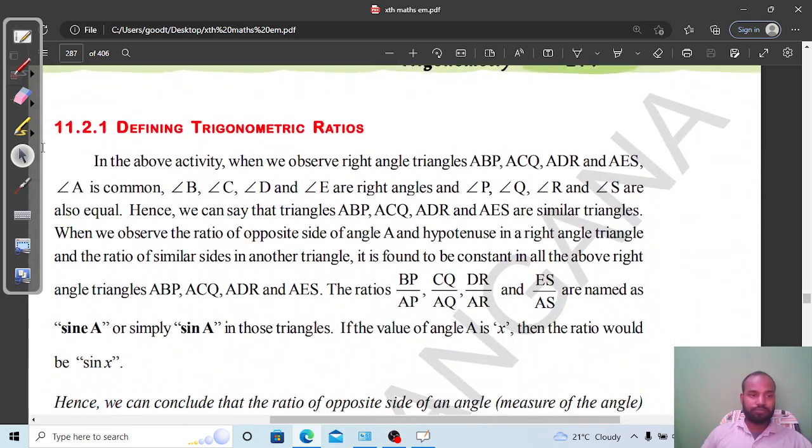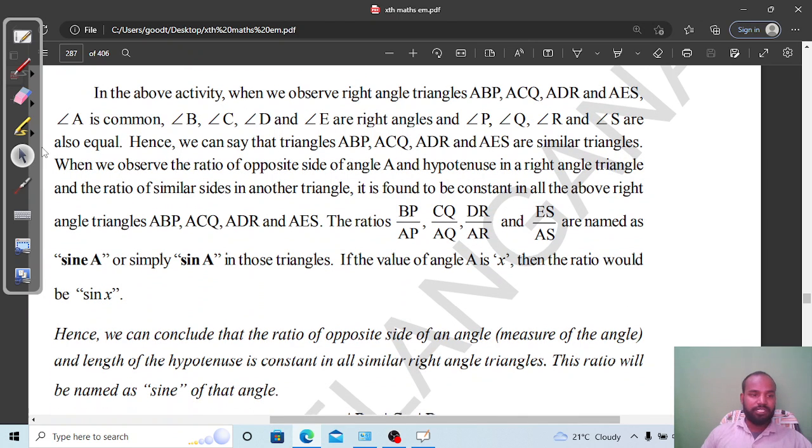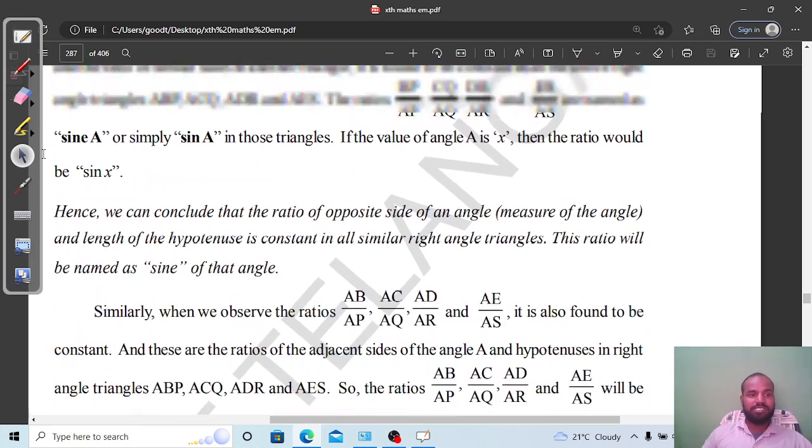So now, defining the trigonometric ratios. Here I forgot to say sin A. What is the spelling here? SINE, sine A. But we simply write it as sin A. Next, what is the sin A formula? Sin A is opposite by hypotenuse. Sorry, I am confusing, but don't worry. So this is sin A.